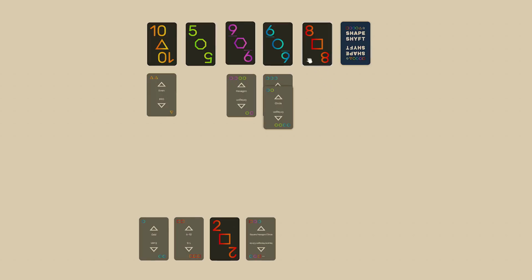Now we'll see we have 1, 2, 3, 4 circles attached to this shape card so far. And we can keep attaching shift cards. So let's attach this shift card to the 6 as well.